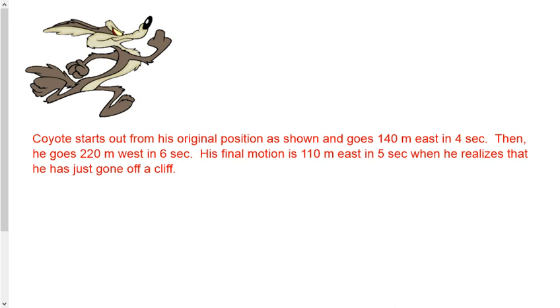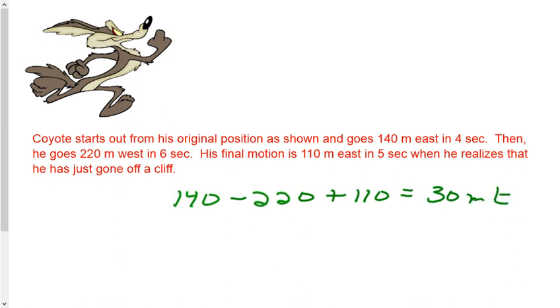Okay, pause the video and try that. All right, assuming you've paused the video, let's do displacement first. In displacement, we have to consider directions. So we have 140, and 140 is positive. And then we have a negative 220, because that's a west. And then we have a positive 110. The net result for that is 30 meters, positive, and we'll label that east as a result.